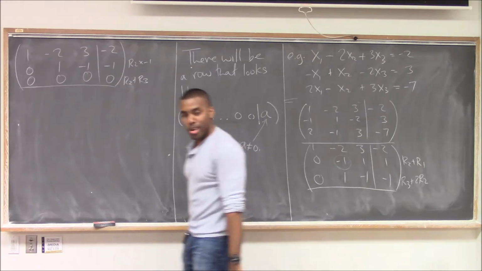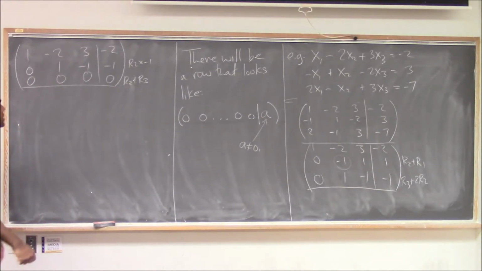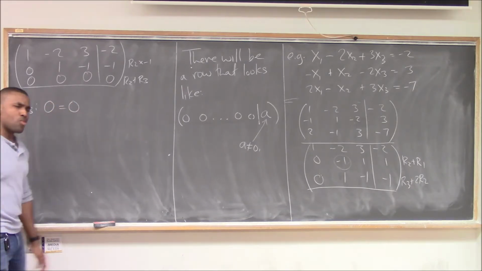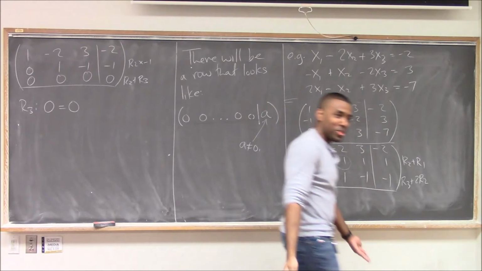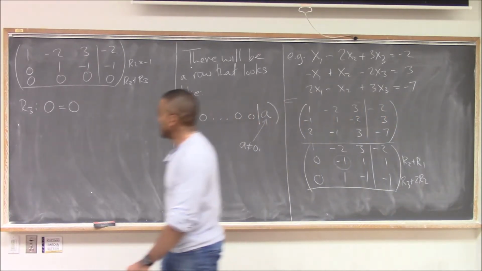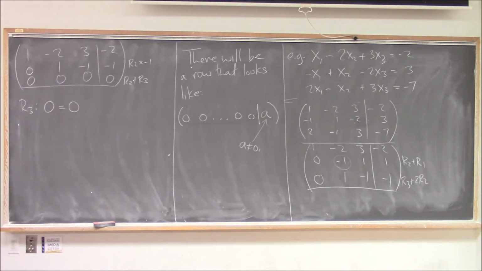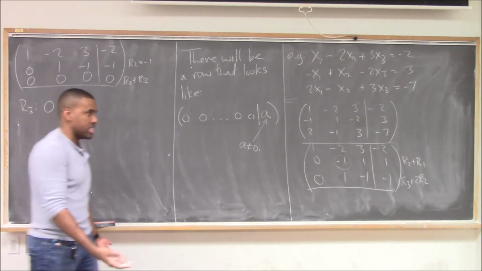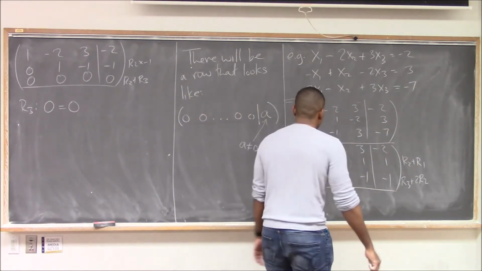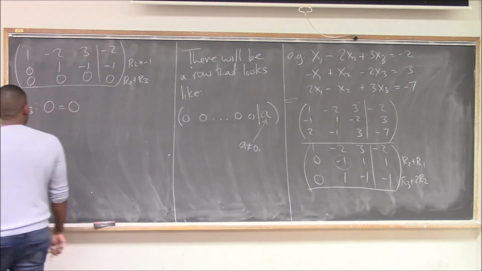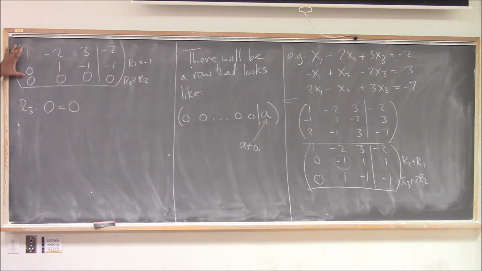So now we're in an interesting situation. Because if I look at row 3, I get 0 equals 0, which is not wrong. It's just not helpful. I can't conclude that this system has no solution. I didn't make a mistake yet. But there's a problem that arises here. What I have left over is 2 equations and I still have 3 unknowns to solve for. There's no way I'm going to get all the solutions specifically. But there might be a solution.